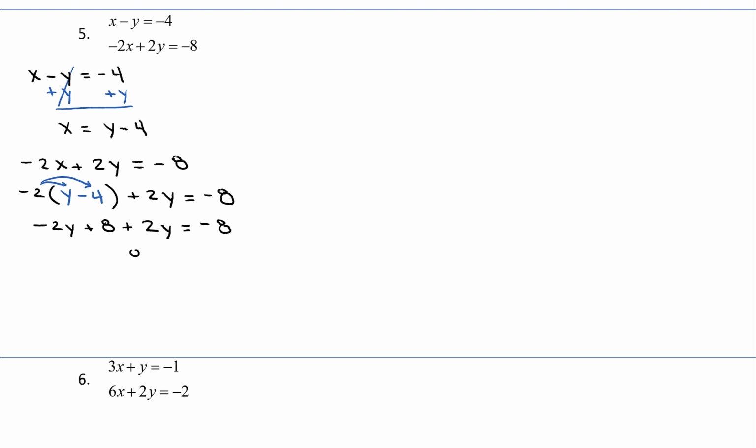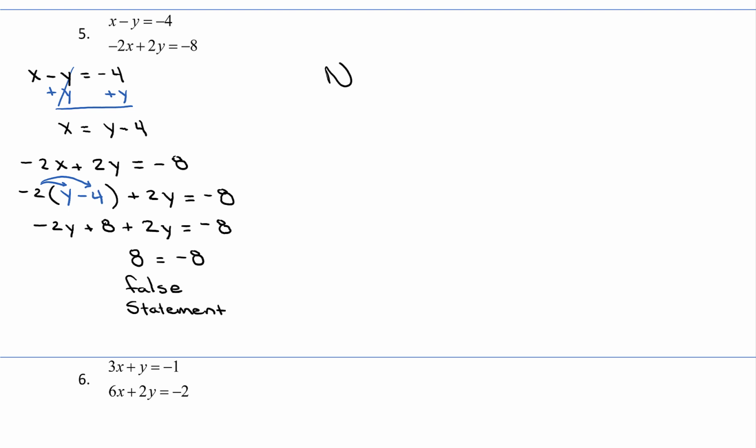Now our negative 2y and our positive 2y are going to cancel out. They're going to add up to 0, and we'll be left with an 8 equals negative 8. This is a false statement. Since this is a false statement, this means that there is no solution to this system. These two equations actually represent parallel lines that will never intersect.